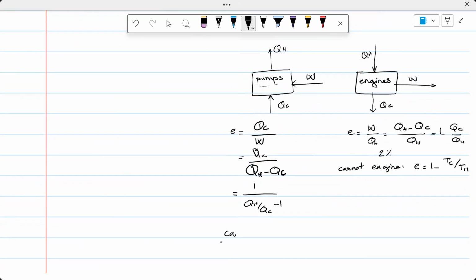And again, we can have a Carnot pump or refrigerator where the efficiency depends only on the temperature difference. And then we would have this formula.